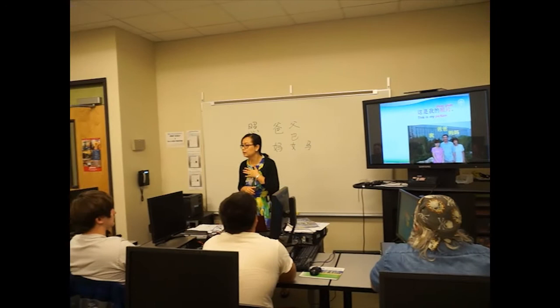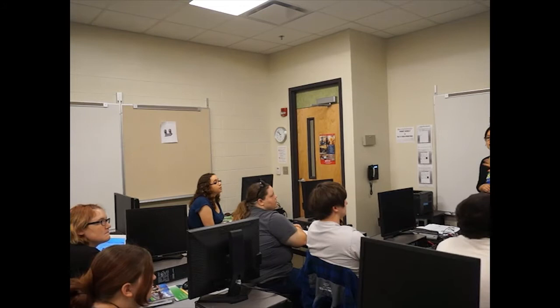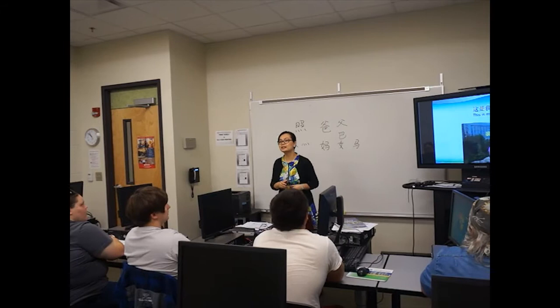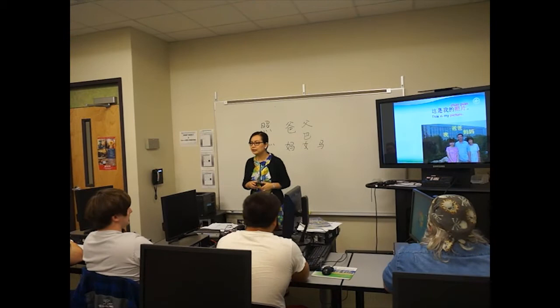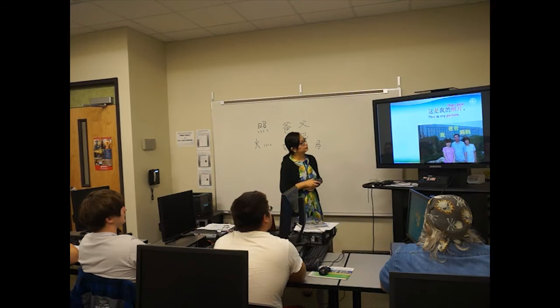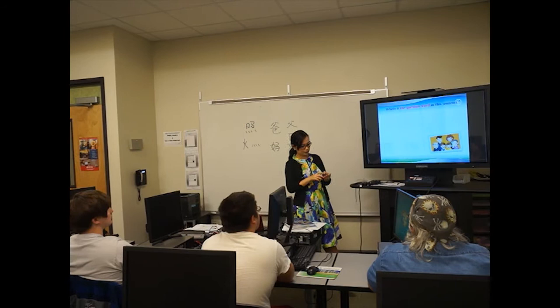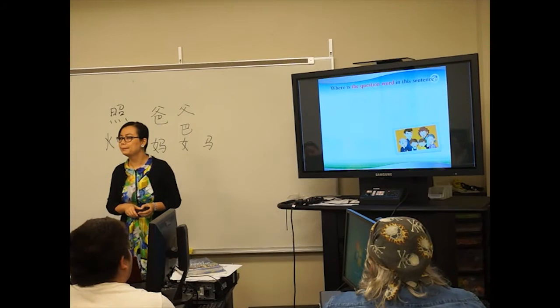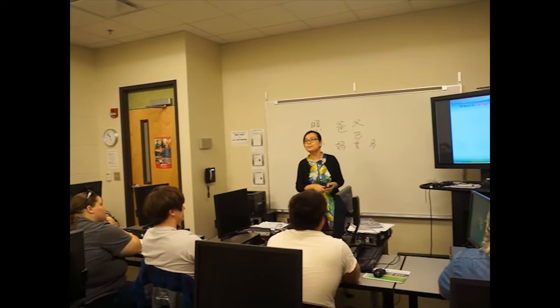Can we omit the 的 here? No. Why? Because even though 我 is a personal pronoun, 照片 is not a kinship term. Are you with me? So you cannot say 我照片, okay? So how do we say Wang Peng's picture? Wang Peng的照片. How do we say Miss Lee's picture? Teacher Wang's father? 王老师的爸爸. Okay.